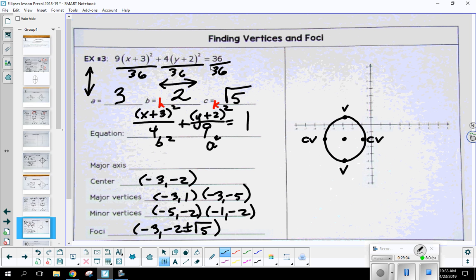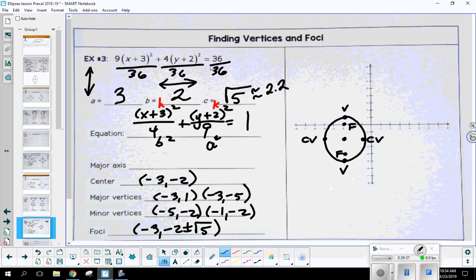Now, if you actually wanted to plot those points on your graph, you would have to approximate it. What's the square root of 5? It's about 2.2, right? So from my center, I would just go up 2.2, so that'd be barely past the x-axis. There's one focal point. And then a little lower than 4, there's the other one. So we don't need the focal points in order to get a good sketch, but if you want to include them, that's fine. We have them written over to the side.